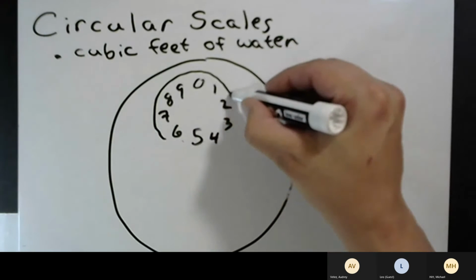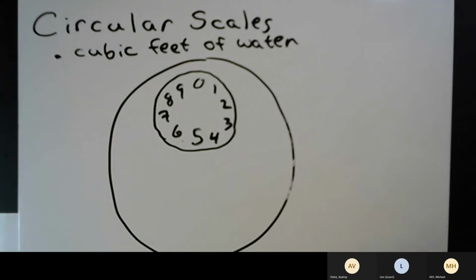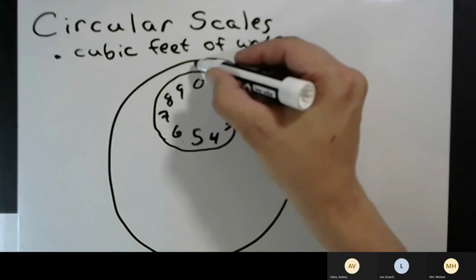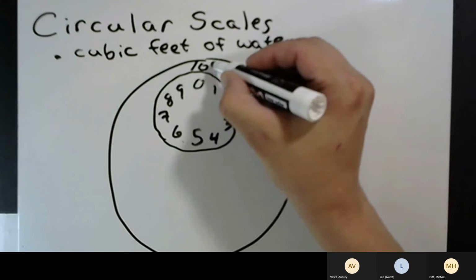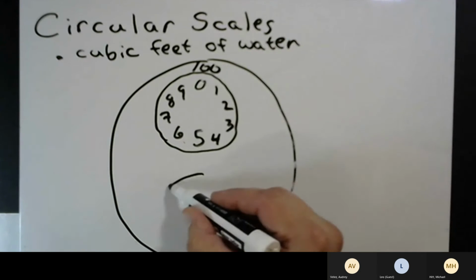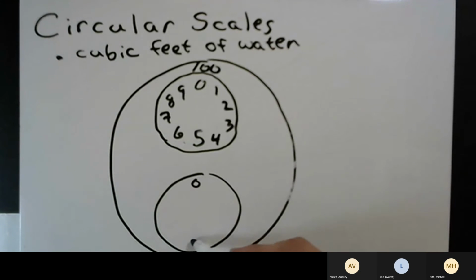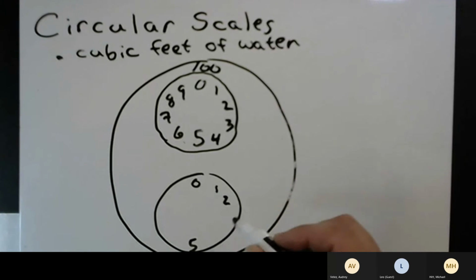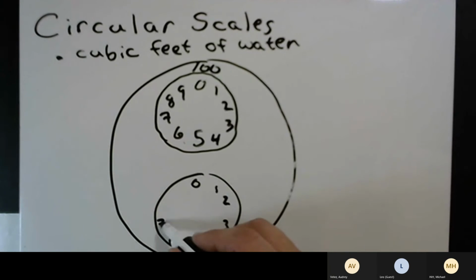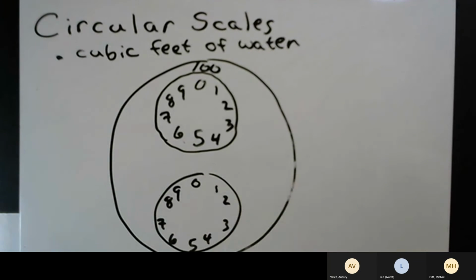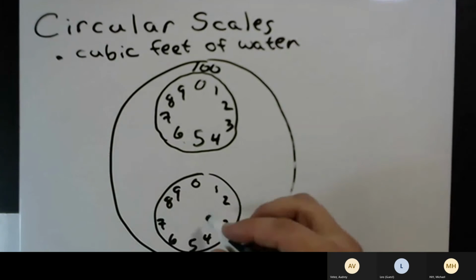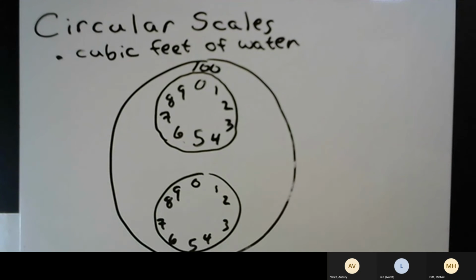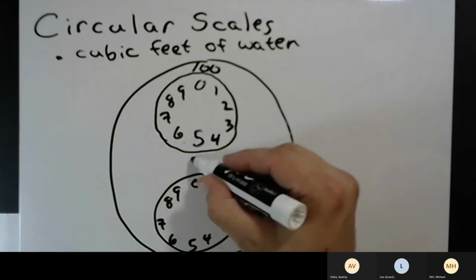You'll see something like this. And let's say this is hundreds. There's another one in here: 0, 5, 1, 2, 3, 4, 6, 7, 8, 9. Now, usually they're more complicated than this. You'll have more. And we'll call this the tens.